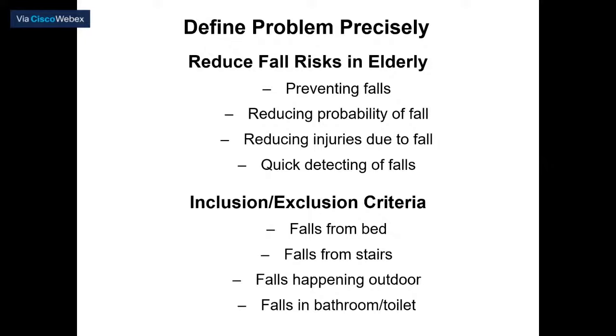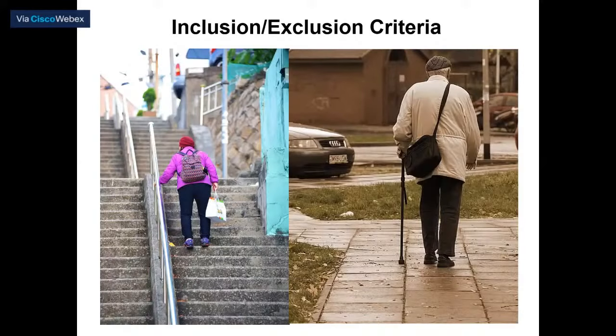So you can also think of what to include in your problem and what you don't want to include. It is what we call scoping of the problem. And you scope the problem for which you are actually trying to find a solution. For example, you don't want to include outdoors or stairs, where the reasons for fall could be very different from the walking kind of thing.